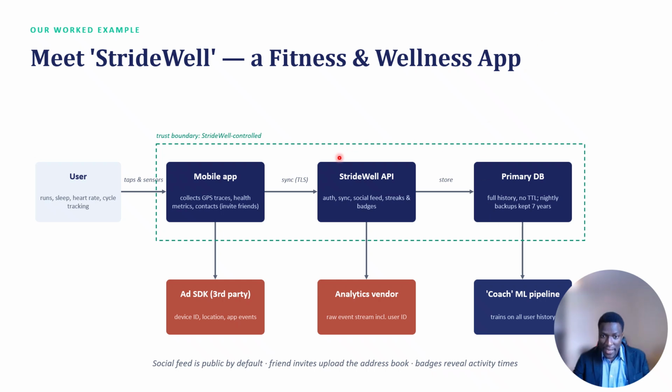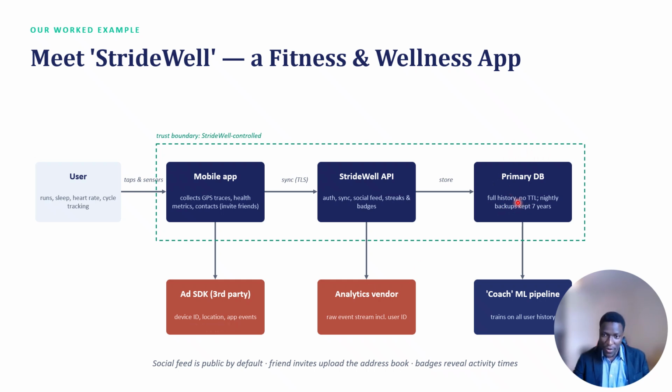Now, study this diagram. It's very important to have a look at this diagram and understand how the data is flowing, as we are going to use it in the next couple of slides that are coming. So again, have a look at what the users can do. As you can see, the mobile application, you have the API, you have the database, and then the database is feeding data to the pipeline that trains on users' data history. You have the analytics vendor, you have the SDK third party that collects device location.